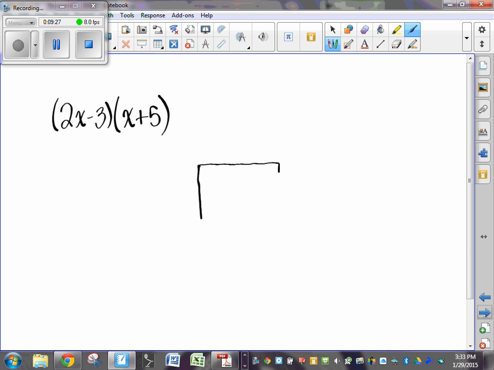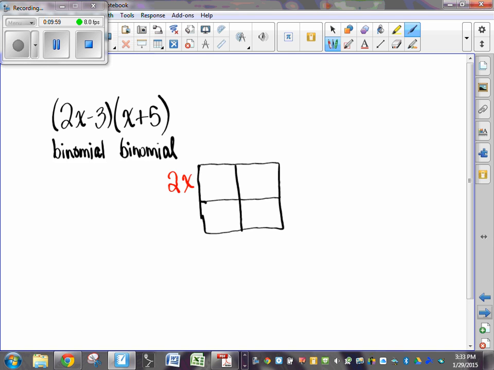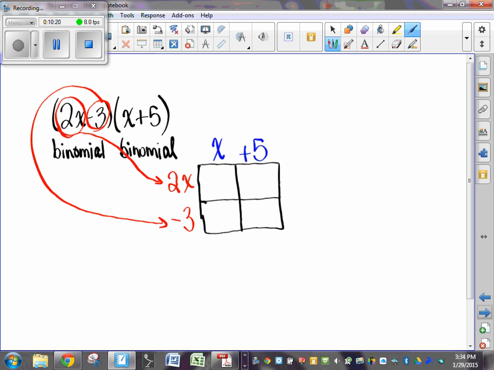Now, my table needs to have 2 squares across the top and 2 squares down the side, because each of these is a binomial. So since each one has 2 terms, I need 2 boxes across the top and 2 boxes down the side. I'm going to write one term out beside each box. So here's 2x, and here's minus 3. And then across the top, I'm going to write x, and then I'm going to write plus 5. So you see how I've split those up. I took my 2x right here, and then I did minus 3 right here. And then in my other expression, I took my x, and then plus 5, like that.